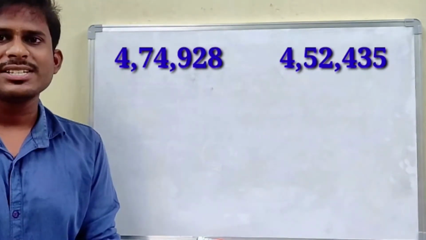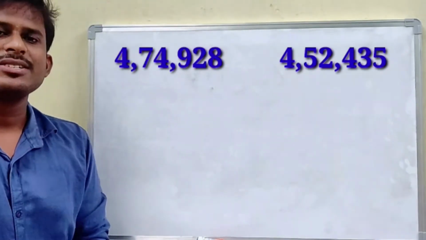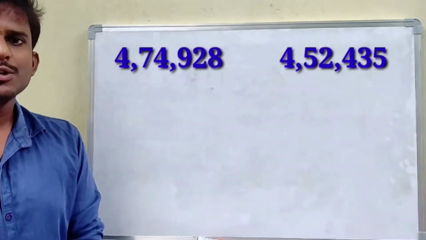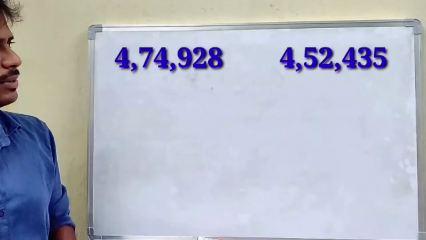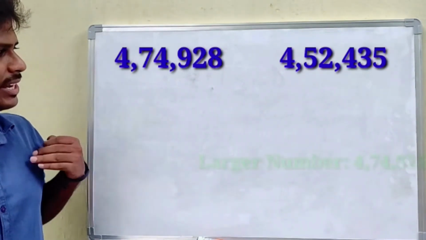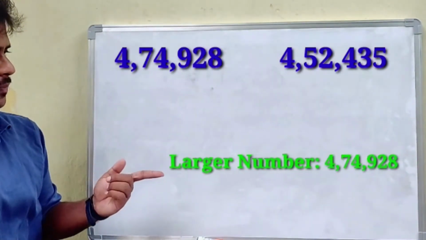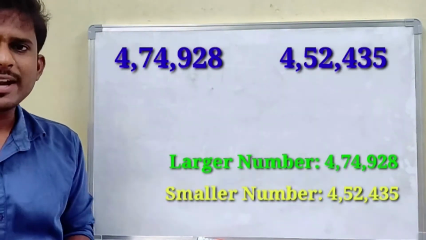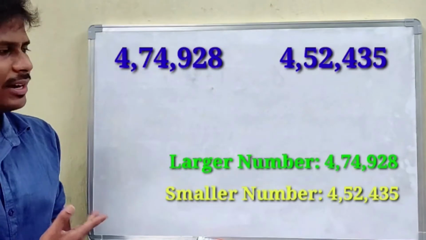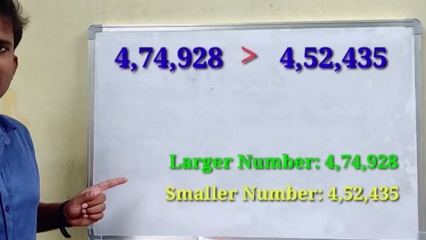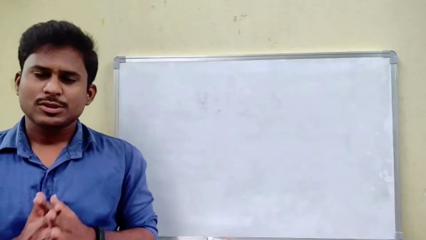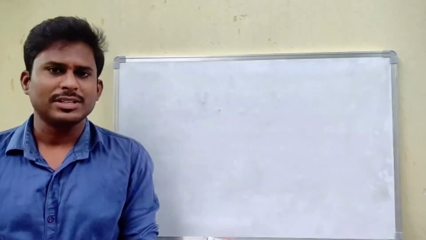So now which digit is greater? Digit 7 is greater. Okay, digit 5 is less. So here we can compare the numbers like this. Greater number is, smaller number is. Now when we compare, this number is greater than that number. So we have learnt comparison of numbers.